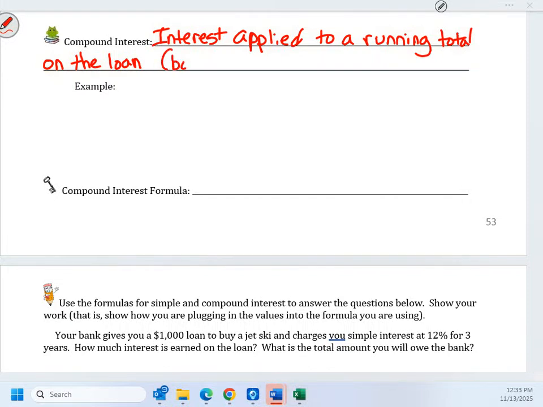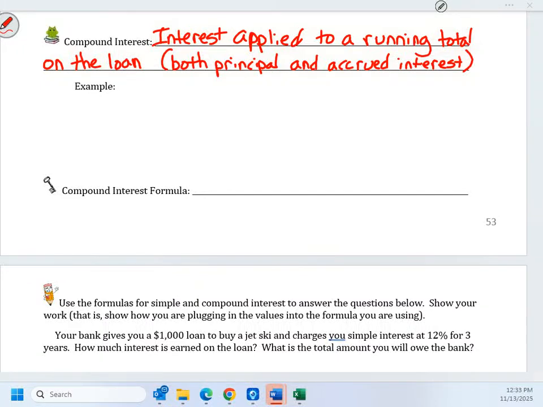So it's applied to both the principal and accrued interest. So when Joe asked, should we be using 100 or should we use that 120? Which number should we use? This is where things change, okay? So our formula is going to be a little bit different.